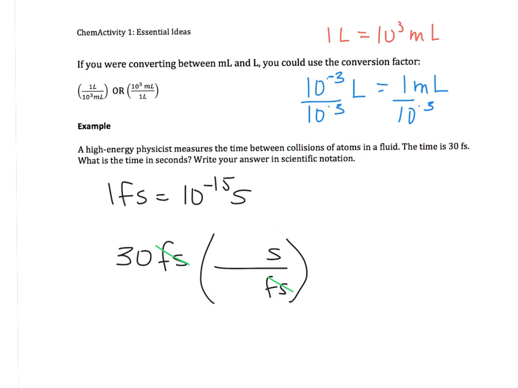Now let's put the numbers in the right spot. 10 to the minus 15 goes with the seconds, and 1 goes with the femtoseconds. And so what we end up with is 3 times 10 to the minus 14 seconds. And I just assumed here that this 0 was not significant because it's ambiguous, so I just kept the 3 over here. Okay, so that finishes our essential ideas.